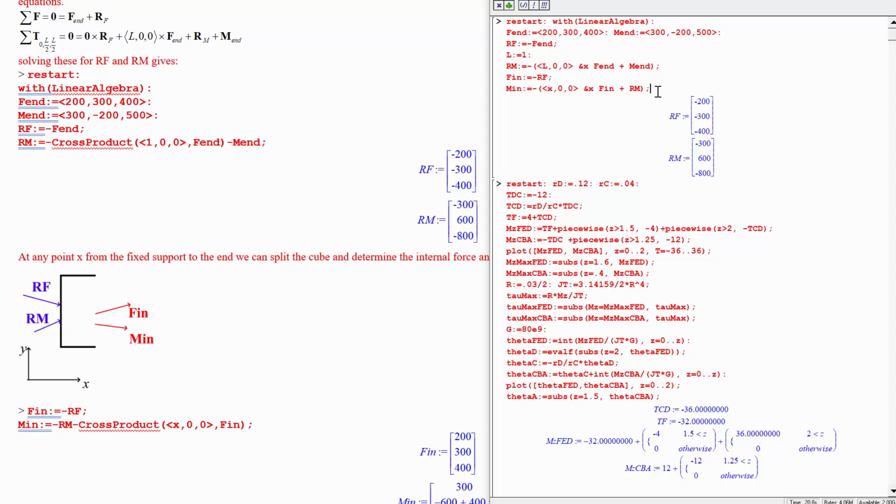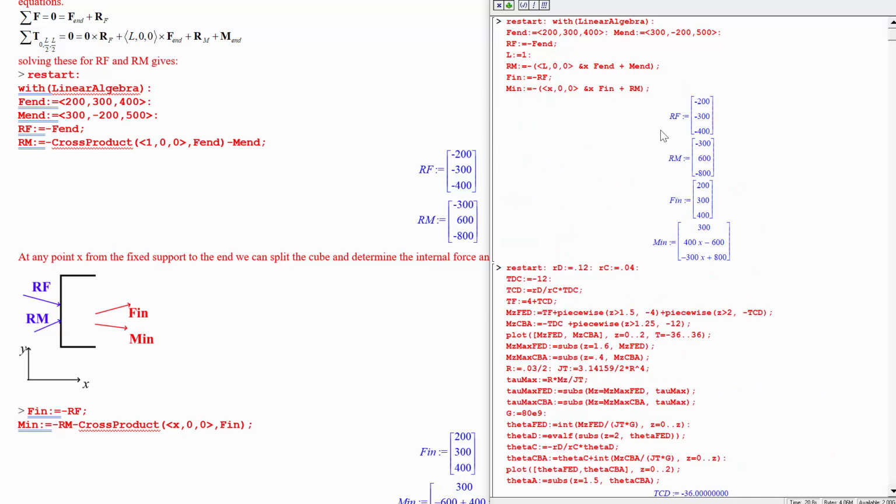So this comes from saying that the net torque on this about the left-hand end would be x00 cross the internal force plus the internal moment plus the reaction moment. So you solve this for the internal moment and you'll have negative those other things. All right. So the internal force is a constant, but the internal moment that we're applying depends on x in its second and third components.